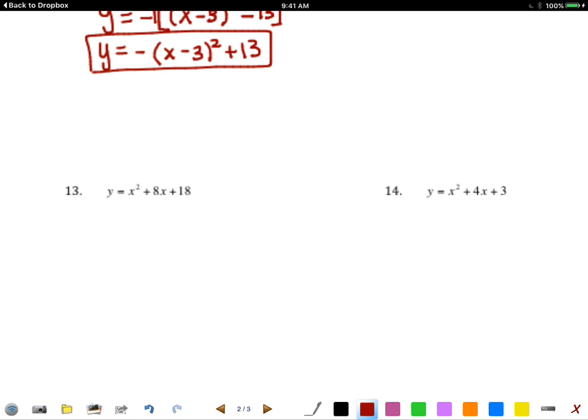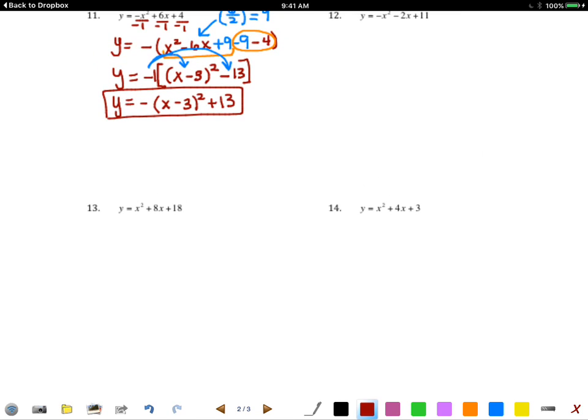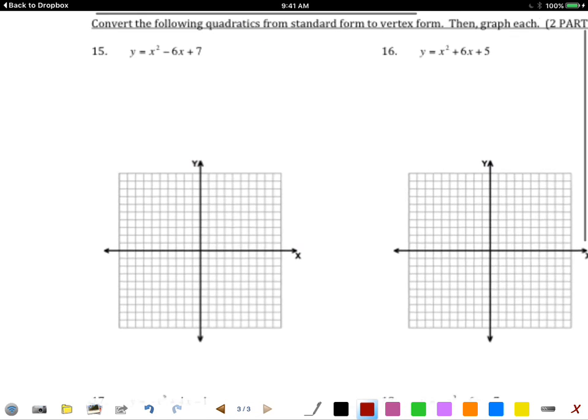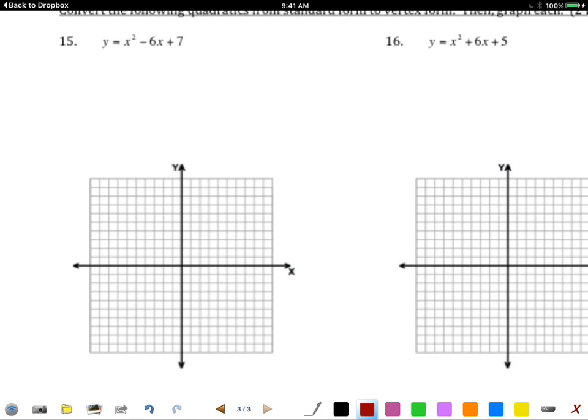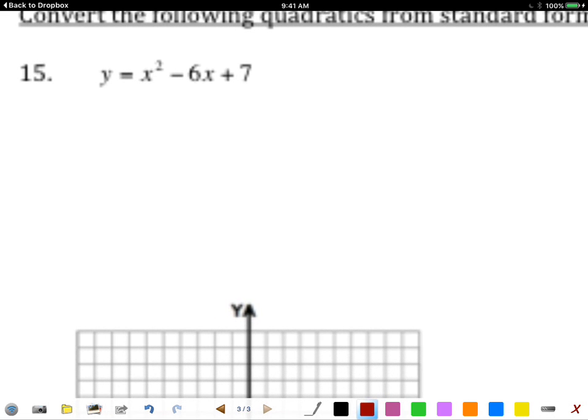All right, 13 and 14 is exactly like 5 and 6. I just threw a couple extra ones in there. So we're not going to do 13 together, but you're going to do it at home. Any problems that we do not do in class, you have to do for homework. Okay, last page. We're going to do 2 of them on the last page. Okay, here we go. The directions say to convert the quadratic from standard form to vertex form and then graph.